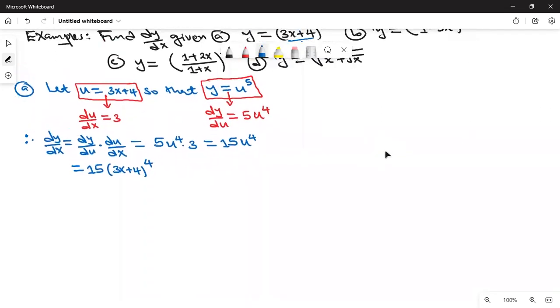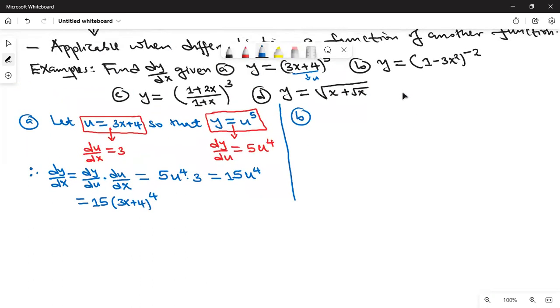Let's solve part B here. So what are we given in part B? That y is equal to 1 minus 3x squared raised to negative 2. So the whole of this, let it be u. So you're going to say let u be equal to 1 minus 3x squared, so that y will now be equal to u raised to negative 2.